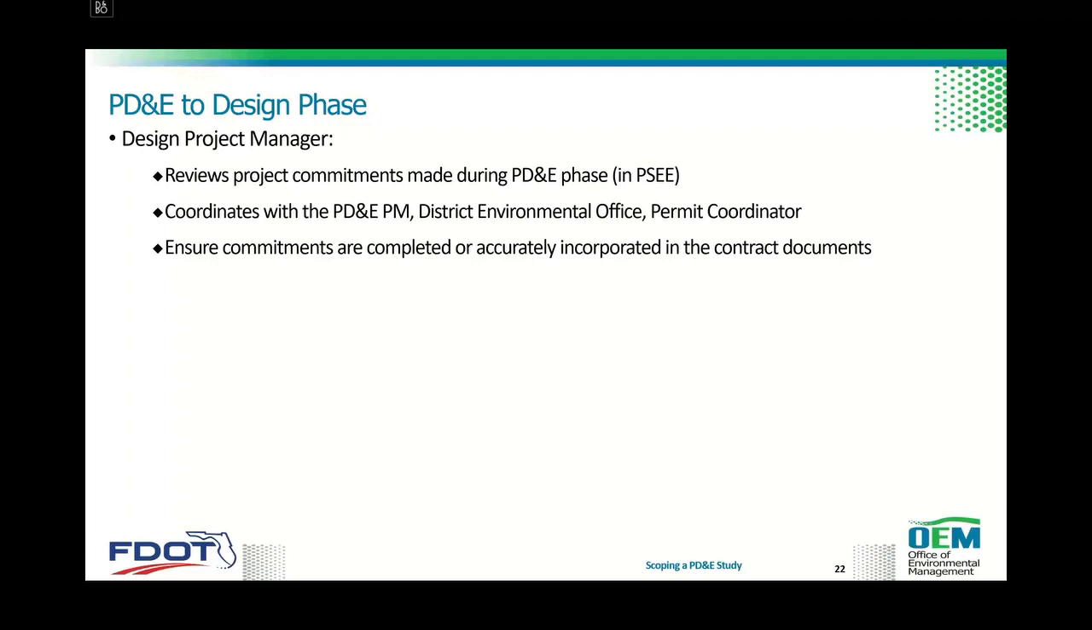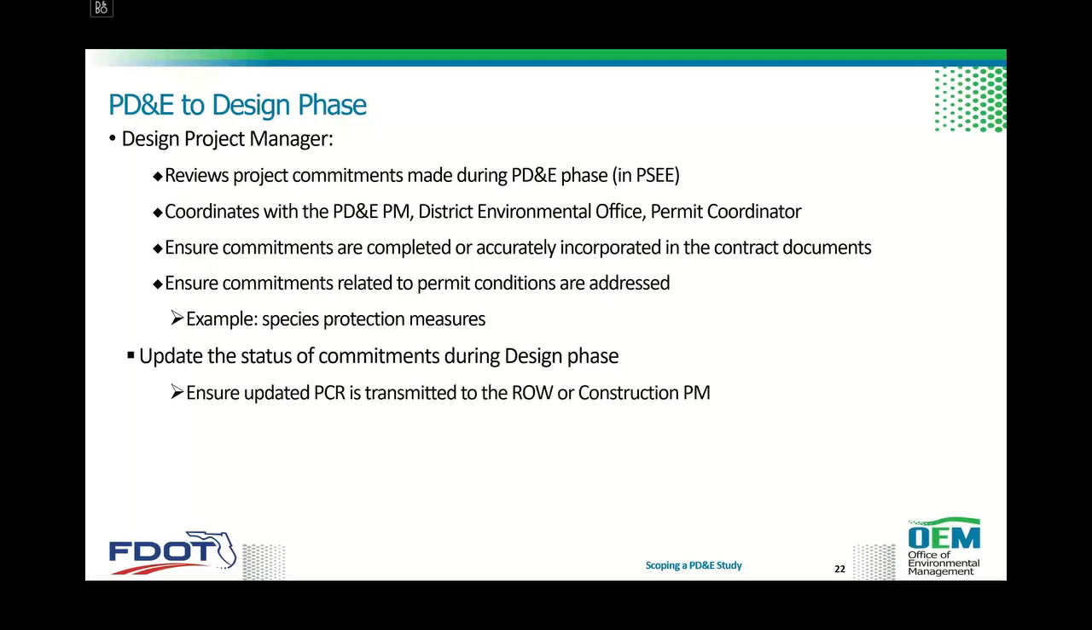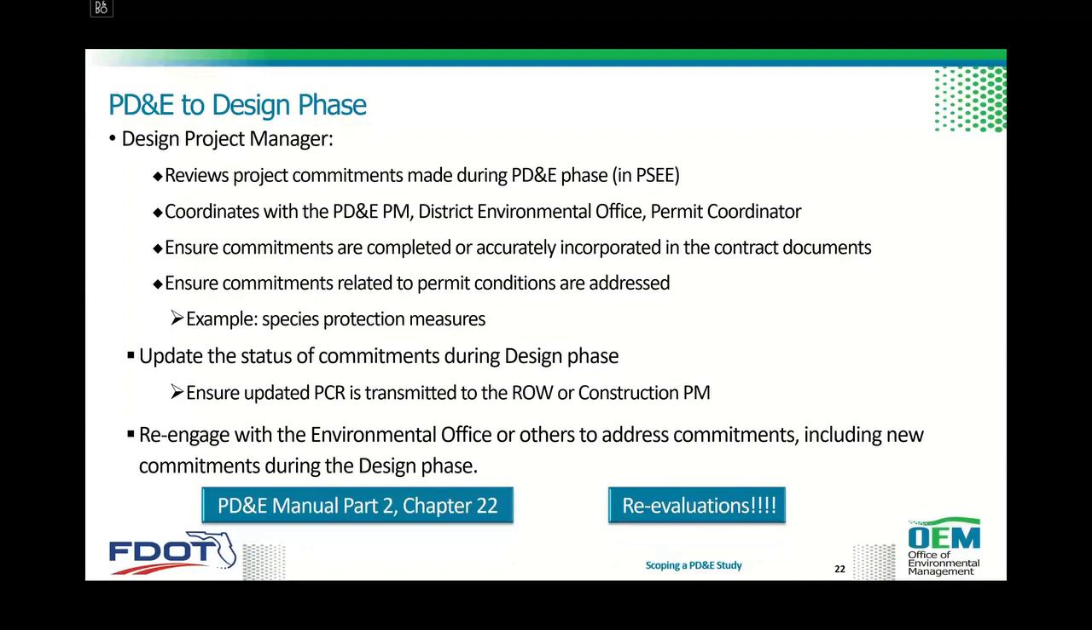Ensure commitments are completed or accurately incorporated into the contract documents. The PM will also ensure commitments related to permit conditions are addressed, for example, species protection measures. They also need to update the status of commitments during the design phase, and for this, it needs to be ensured that the project commitment record is transmitted to the right-of-way or construction PM as applicable. Also re-engage with the environmental office or others to address commitments, including new commitments that could arise during the design phase. More information is included in the PD&E Manual Part 2, Chapter 22. And do not forget the reevaluations during the different phases, including design changes, right-of-way, and construction.